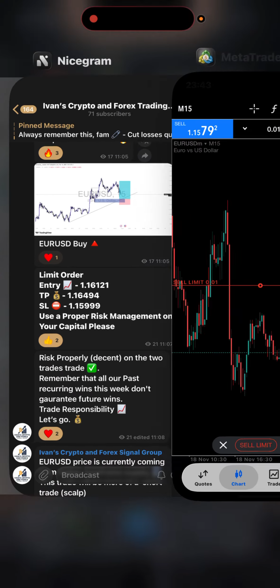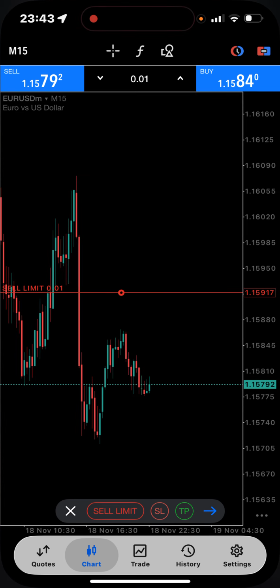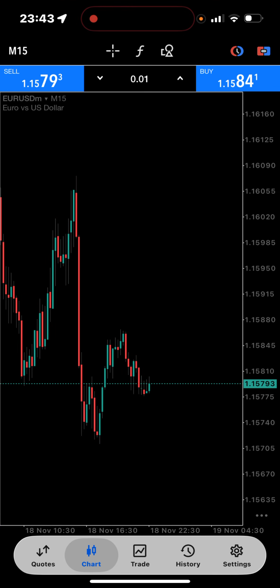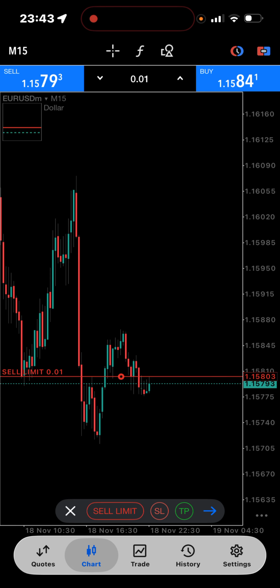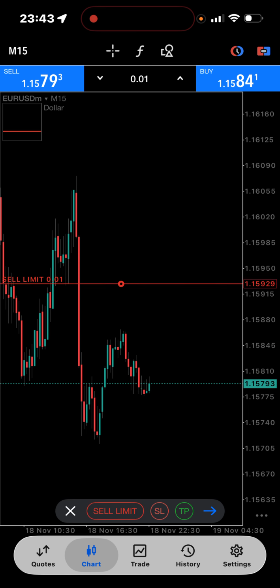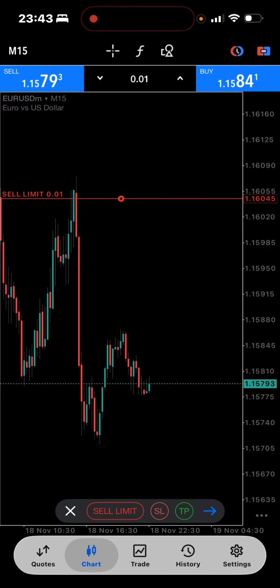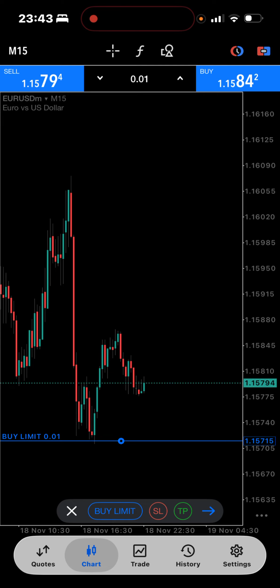So now where's the, what's the entry again, 1.1612. So now you drag this line. Remember, you tap that. When you tap the clock, a line is going to appear. You can say buy limit or sell limit. So now buy limit basically means I'm expecting price to come low, then I'm expecting price to buy once the price gets to that level.